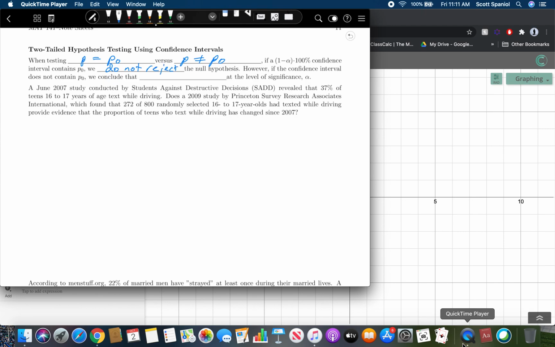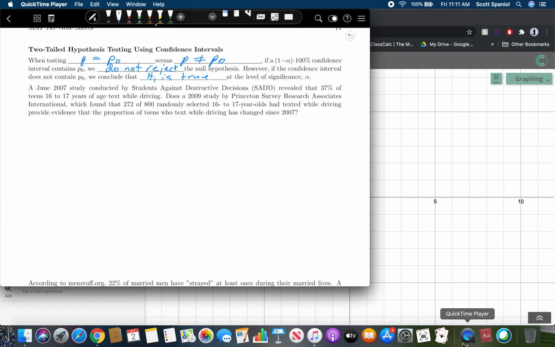However, if the confidence interval does not contain P naught, we conclude that H1 is true at the level of significance alpha. So the idea here is a confidence interval is where we expect P naught to fall. So if it falls within that interval, we're like, oh, that's where we expect it to fall. But if it doesn't fall within that interval, we're like, oh, something's up here. We reject the null hypothesis, and we assume the alternative hypothesis is true.